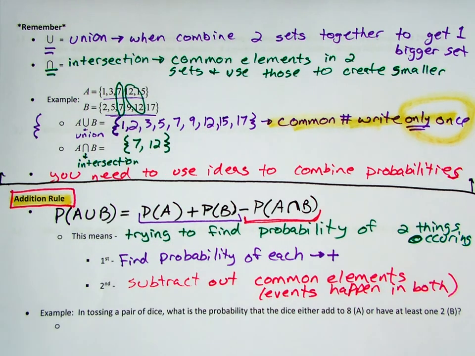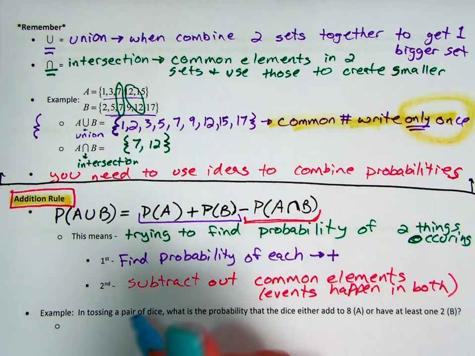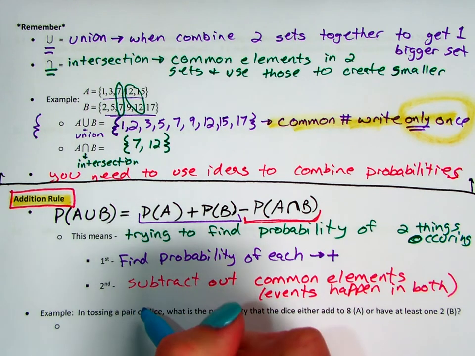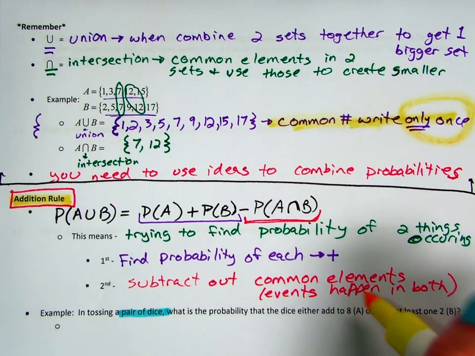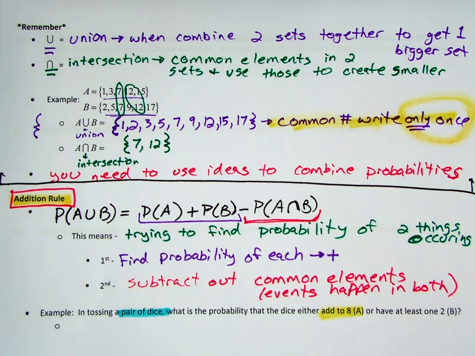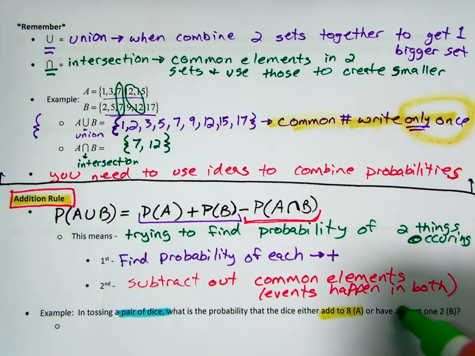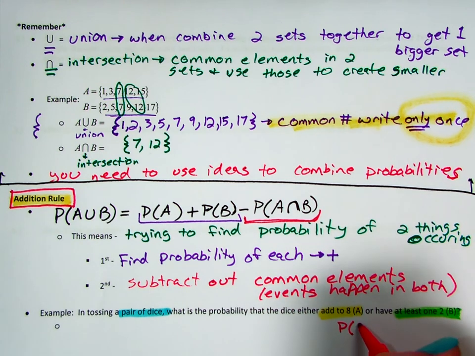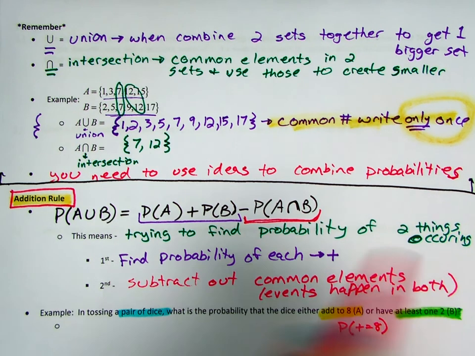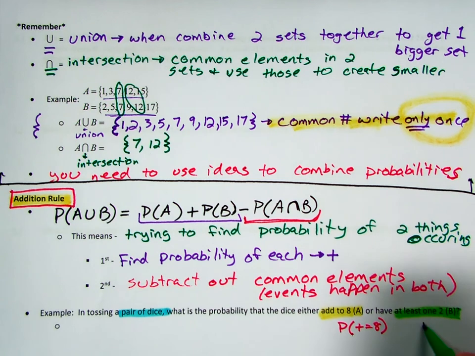All right, so let's take a minute and look at our example. In tossing a pair of dice, they are asking, what is the probability that the dice either adds to 8, so that's one of them that we're dealing with, or has at least one 2. So the probabilities that we're talking about here, and I'm just going to write this off to the side, is we're trying to find the probability that they add to equal 8. Then we have to go ahead and find the probability that there is a 2 in the set.